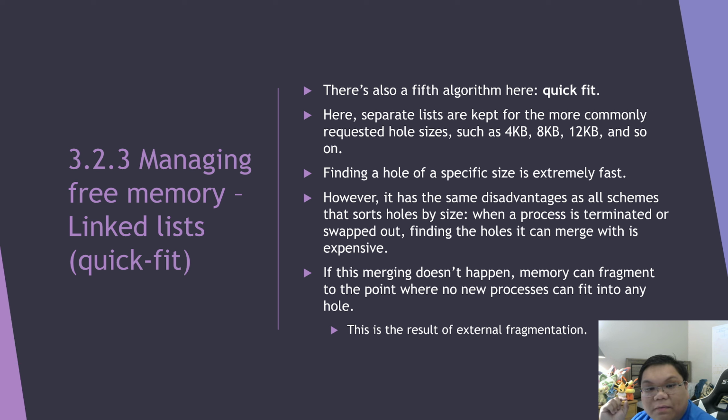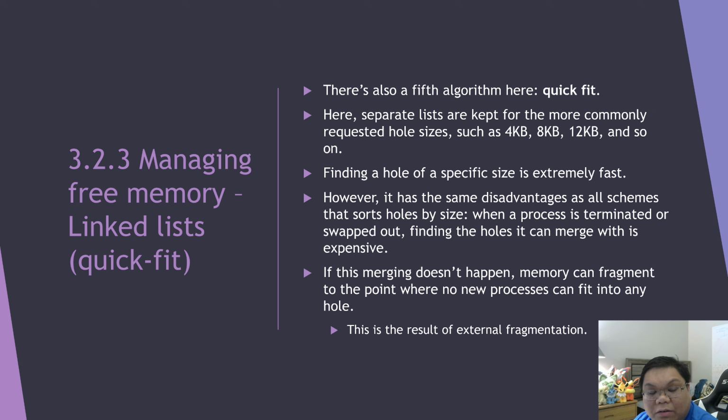So quick fit keeps separate lists of holes for commonly requested sizes. So finding a hole of a specific size is extremely fast. Just check whether the list of 8 kilobyte holes is empty or not. Check whether the list for 4 kilobyte holes is empty or not. It has the same disadvantages as all other schemes that sort holes by size.